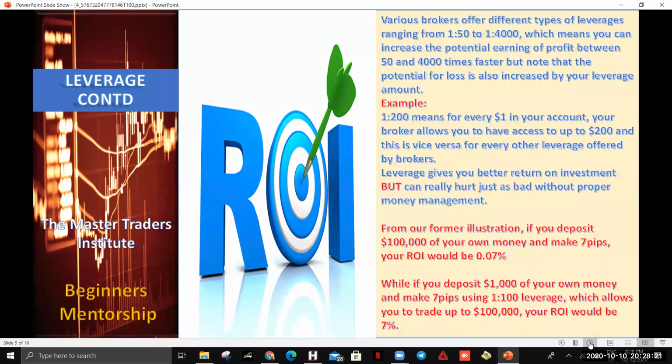Now this is return on investment. It's a continuation of the leverage. Various brokers offer different types of leverage, ranging from 1:50 to 1:4,000. You can imagine, 1:4,000. Those big people that have large money, like $1 million or $500,000 in their trading account, go for higher leverage because of the lot size they use. But for you beginners, you can start with the very lowest one.